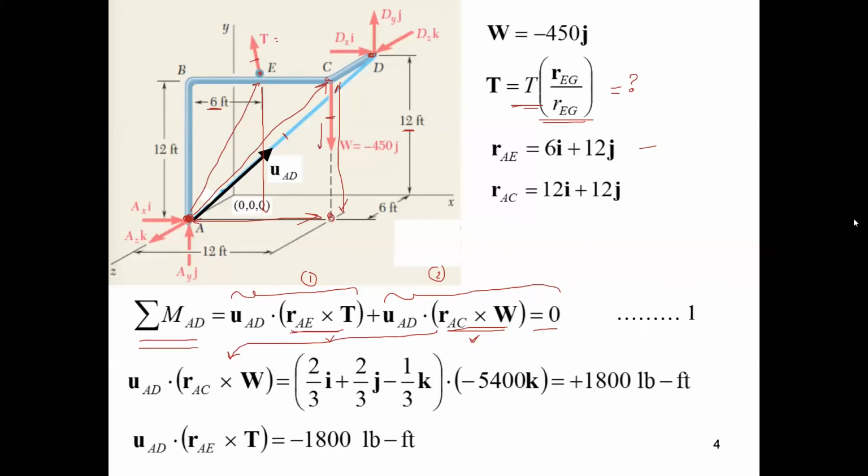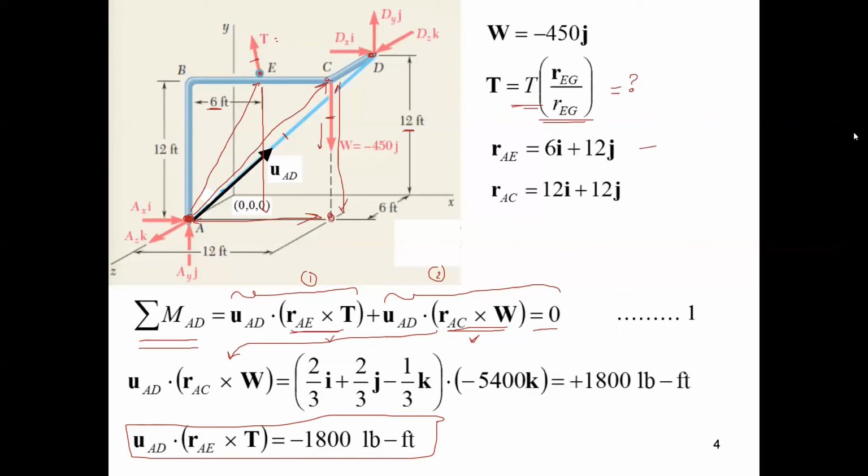If we do so, we will get 1800 pound-foot. Remember, the scalar triple product produces a scalar quantity. Now, if we substitute this value into equation 1, we will get the first scalar triple product equal to negative 1800 pound-foot. I will briefly show you how to perform the cross product of two vectors and the scalar triple product when we get to the end of this tutorial in Appendix A.